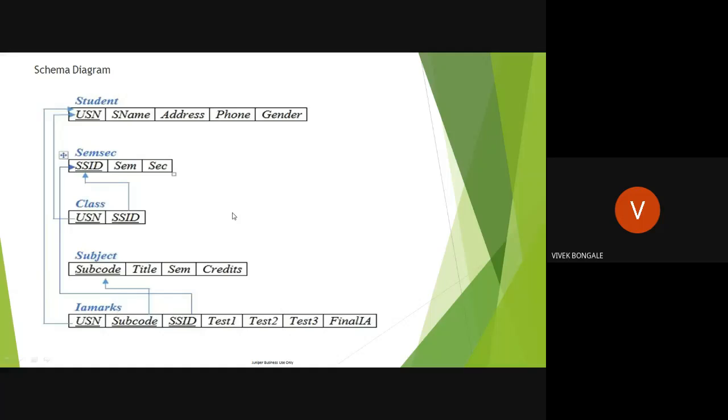So basically, for the schema diagram, for inserting the value, we can insert the value sequentially for student, SEMSEC, class, subject, and IA marks. For IA marks, please do remember, don't insert the value for the final IA. You just insert till test 3 marks. For final IA, you just place a null value, NULL. You just store that null keyword to this table for IA marks.